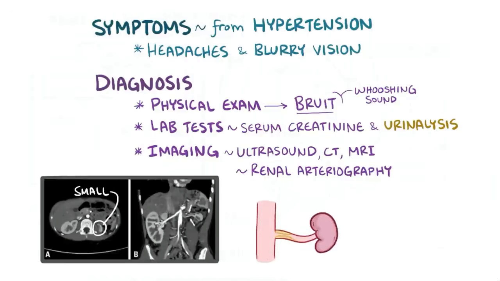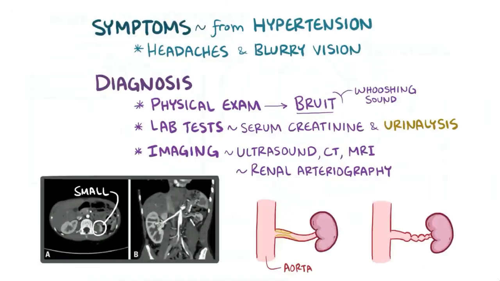Generally, atherosclerosis forms in the beginning portion of the renal artery, where it branches from the aorta, whereas fibromuscular dysplasia develops in the middle to far end of the renal artery, nearest to the kidney.